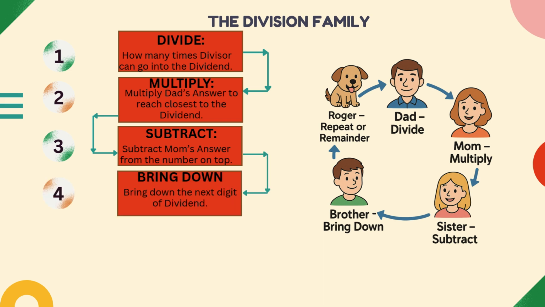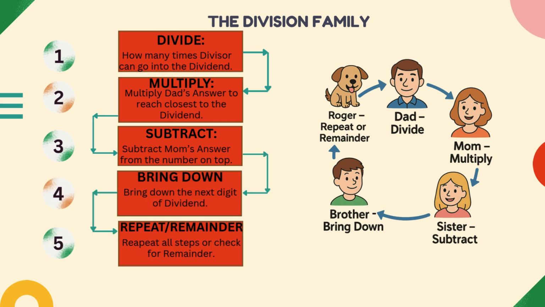Then it's Brother. He brings down. He brings down the next digit in the dividend. And finally, we hear from Roger the pet. He says, let's do it all again. That means we repeat all the steps until we've used all the digits. And if there is no digit left, our division is complete and we check for remainder.